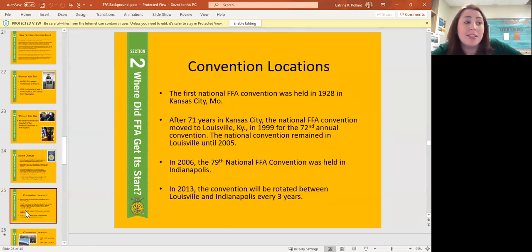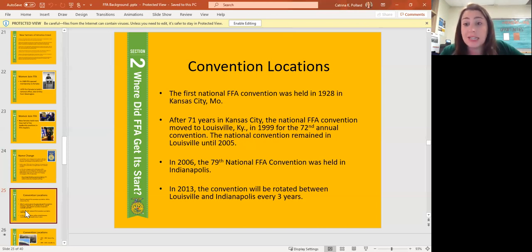So convention locations, it was held from 1928 for 71 years in Kansas City, Missouri. There's a placard in downtown near the Baltimore Hotel where it was held. And then it moved to Louisville, Kentucky in 1999, and it stayed there until 2005. And then in 2006, it went to Indianapolis. And then starting in 2013, they tried to do like a rotating thing. And I told some of you yesterday or the day before that it's now in Indianapolis. And the reason why is because Louisville couldn't build enough hotels to keep up with us.